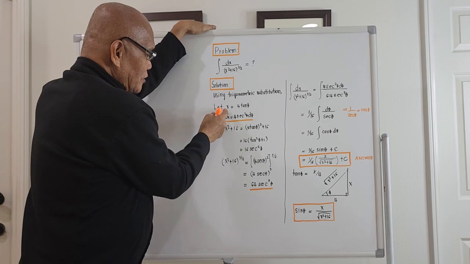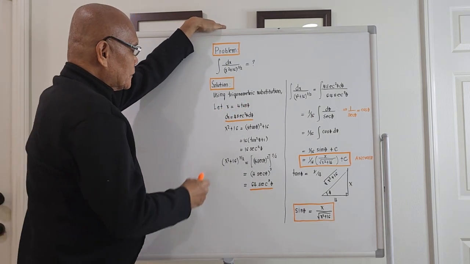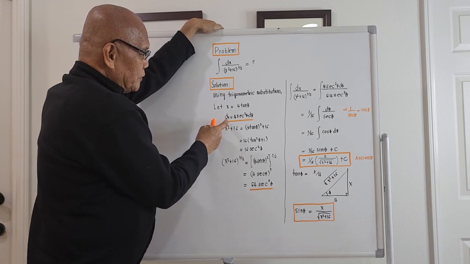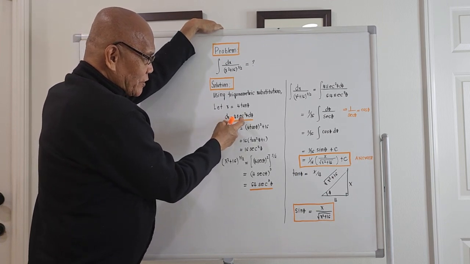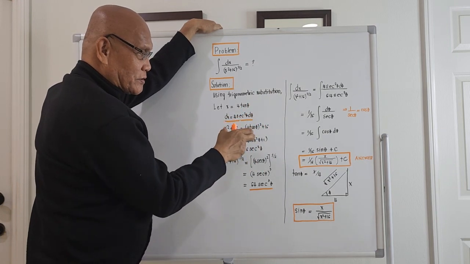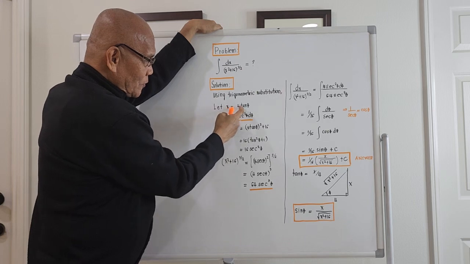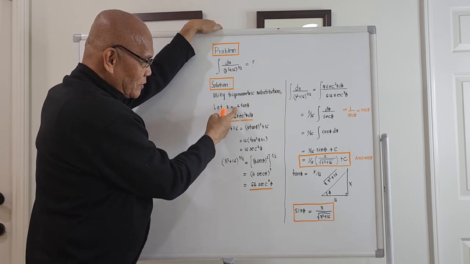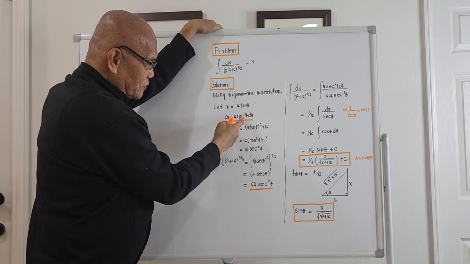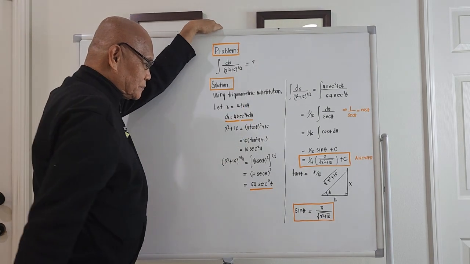We will let x equal 4 tangent of theta. Dx will be 4 secant square of theta differential theta. If we take the differential of both sides, the differential of x will be dx, and the differential of 4 tangent of theta will be 4, the differential of tangent is secant square of theta, times its differential theta.